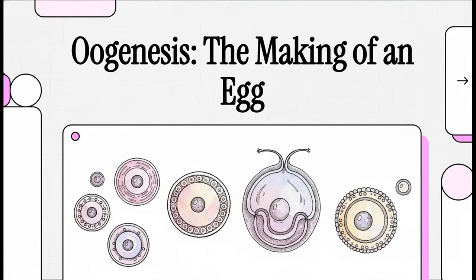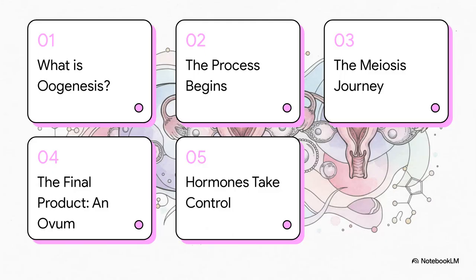Today, we're covering oogenesis, the making of an egg cell. So, today we're diving deep into a really amazing microscopic journey. We're going to start with the basics. What exactly is oogenesis? Then we'll follow a single cell as it gets ready for this incredible transformation. We'll get into the super important process of meiosis, meet the star of the show, the mature egg, and finally, we'll look at the hormones that are basically running the whole operation.